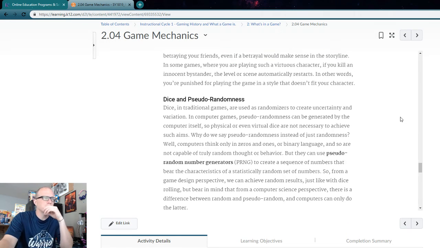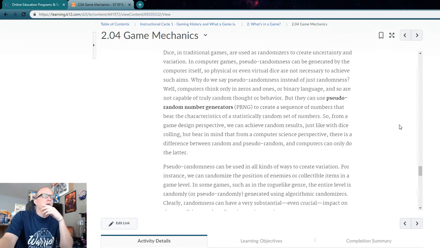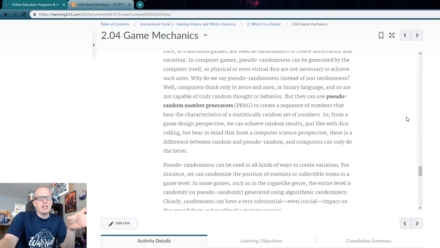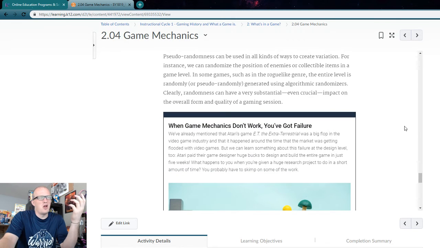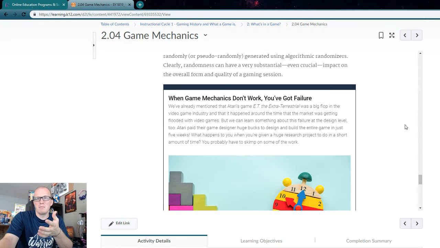Okay, so we talked about pseudo-randomness a little bit. Pseudo-randomness is a big deal in game design as well. A lot of things happen randomly. You should probably know that. If nothing happens randomly in a game, it's very difficult to make it feel like a good game.